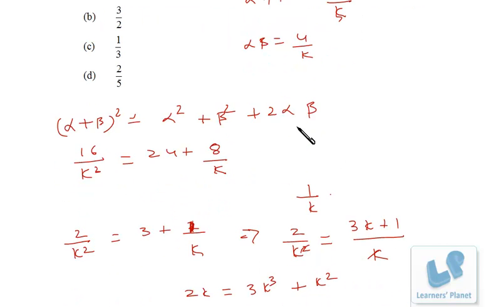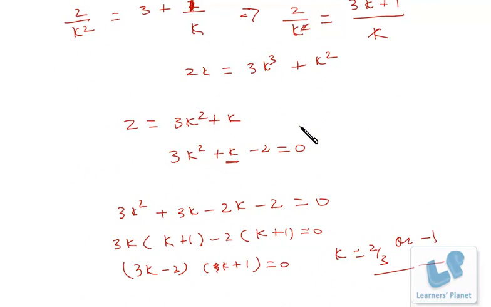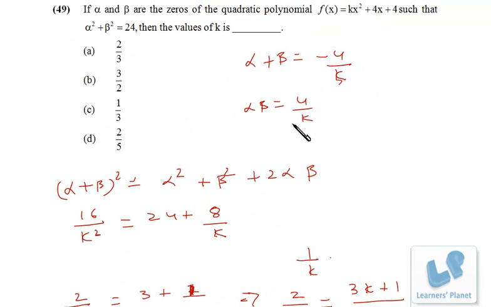So the value of k which we are getting over here is 2 by 3 or minus 1. So we have 2 by 3 in the options. So we can choose that. Right? I hope you are clear.